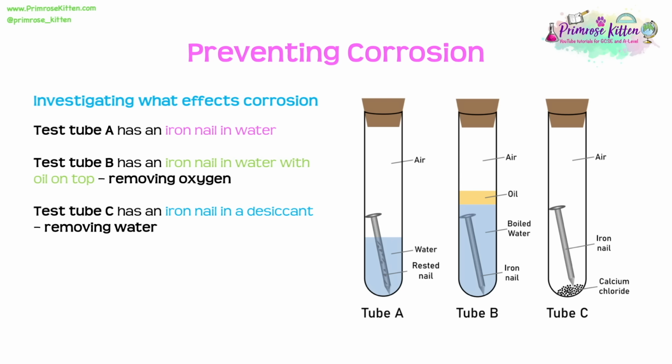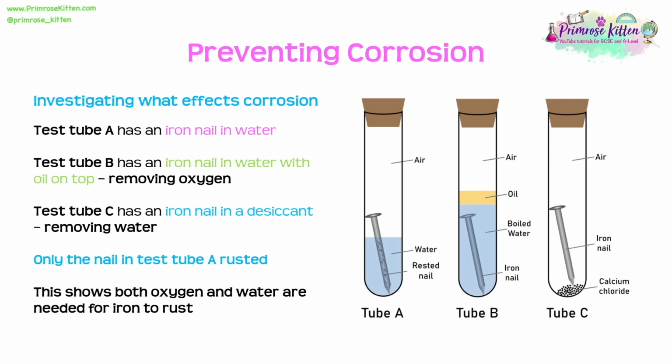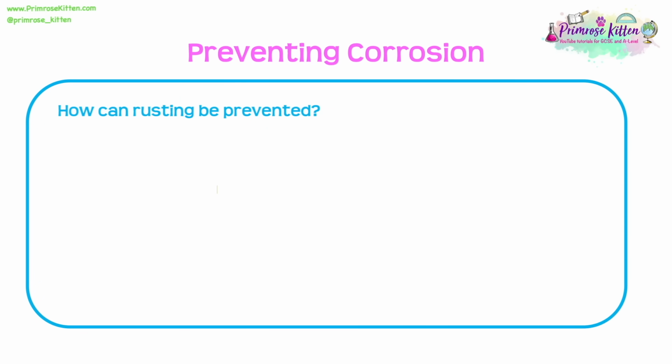What we will observe over time is that only the nail in test tube A will rust. This is because in test tube A we have both air and water present. However, in test tube B, that oil removes the air. It stops the oxygen getting through to that nail. And in test tube C, we have the presence of that desiccant calcium chloride, which removes water. Now, this shows us that we need both of these to be present, not just one of them, for rusting to occur. Now, it's important that we think about how we can prevent rusting, because rust, of course, damages materials.